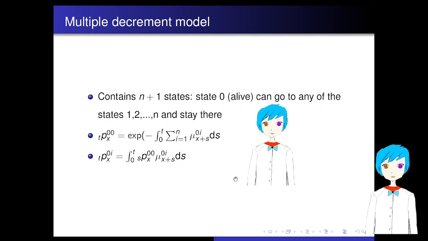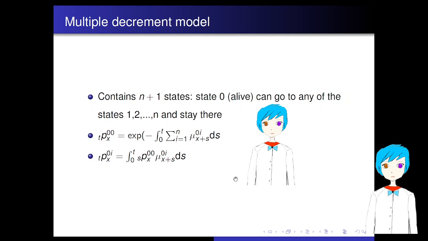The probability of going from state 0 to state i is the integration of the survival probability at time s times the transition rate at time x plus s, integrated over s.